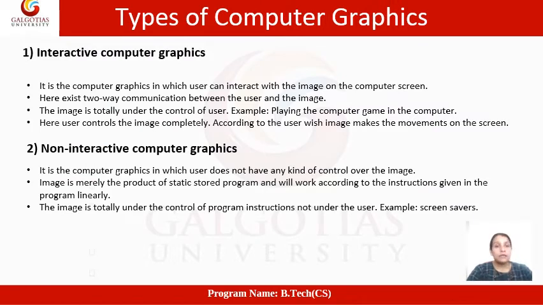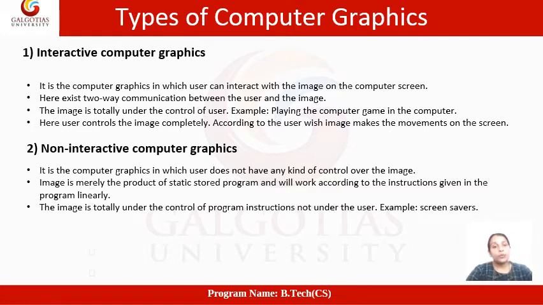Now next, interactive computer graphics. Basically there are two graphics types, that is interactive computer graphics and non-interactive computer graphics. Interactive computer graphics is the computer graphics in which the user can interact with the images on a computer screen. Here there exists two-way communication between the user and the image. Playing a computer game on a computer is one of the examples of interactive computer graphics. According to the user's wish, the image makes movement on the screen.